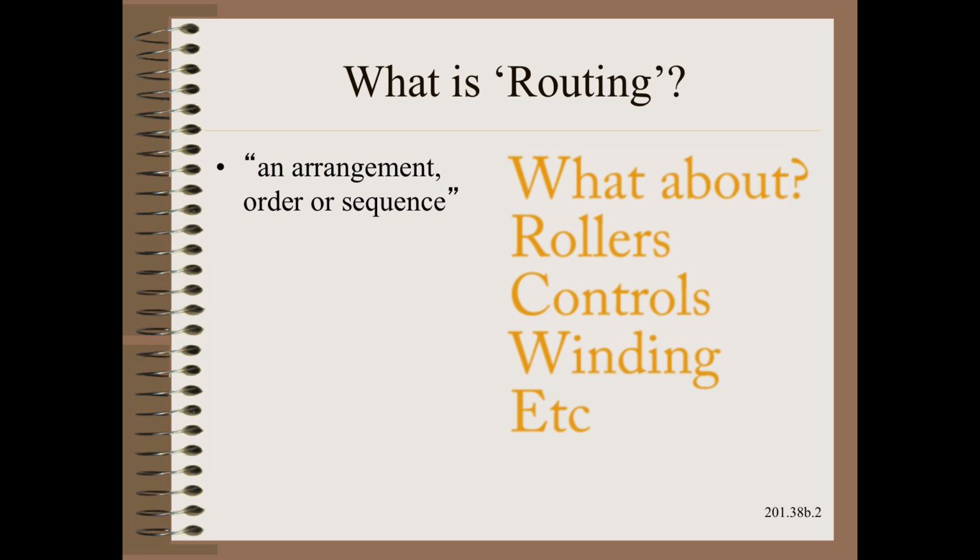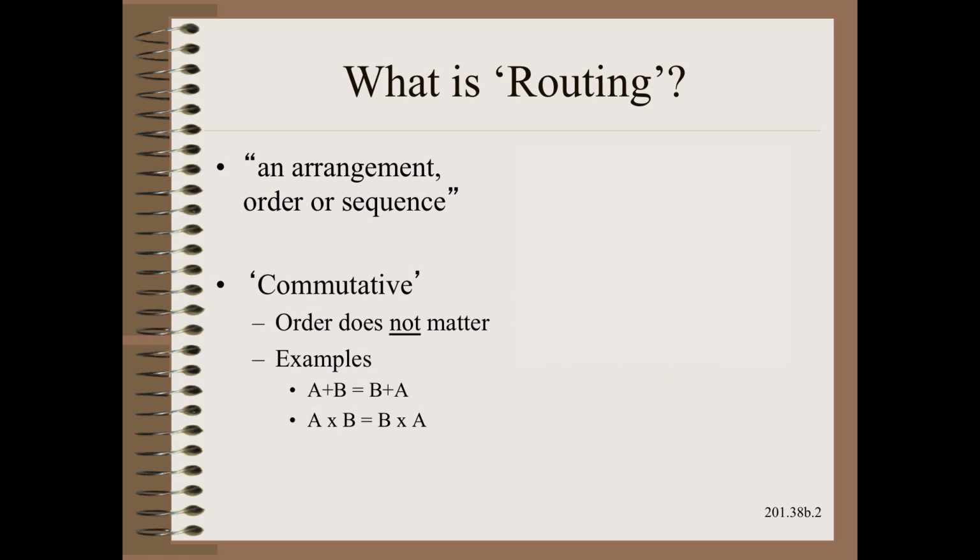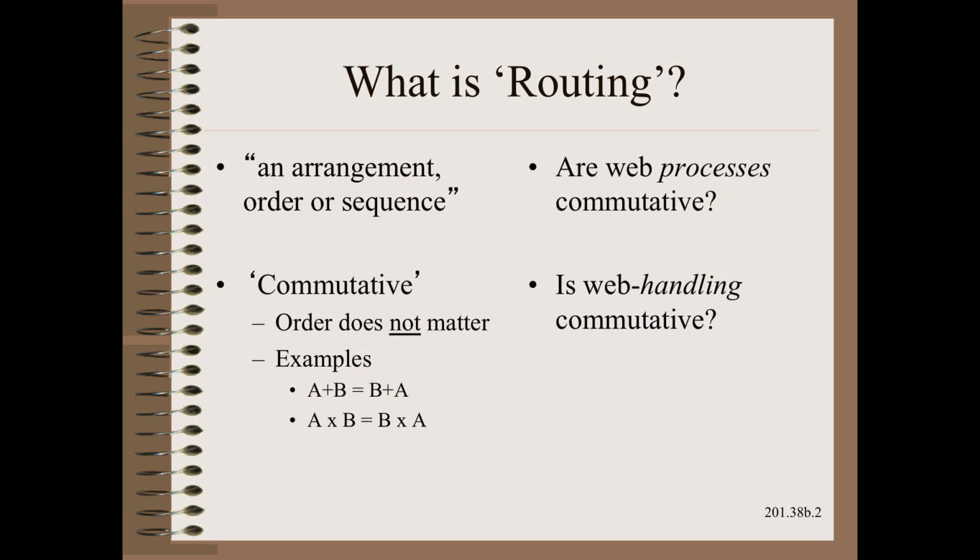Narrowly interpreted, routing is the arrangement, order, or sequence of rollers in this case. Another useful definition is commutative, which means that order does not matter. Examples from algebra include addition and multiplication that are both commutative. However, here we are not interested in algebra. Here we are interested in whether web processes are commutative. Here we are interested whether web handling is commutative.